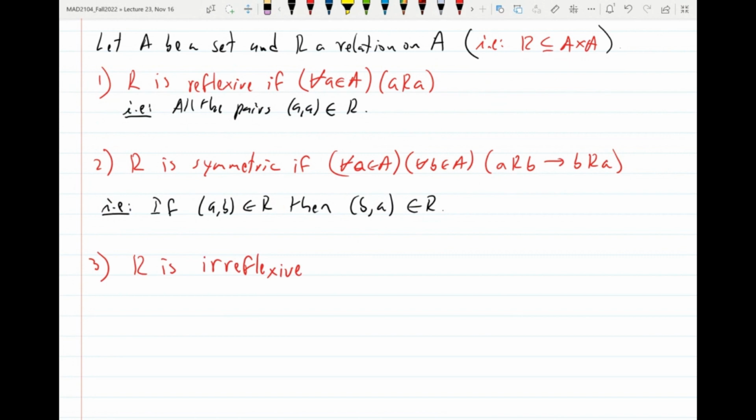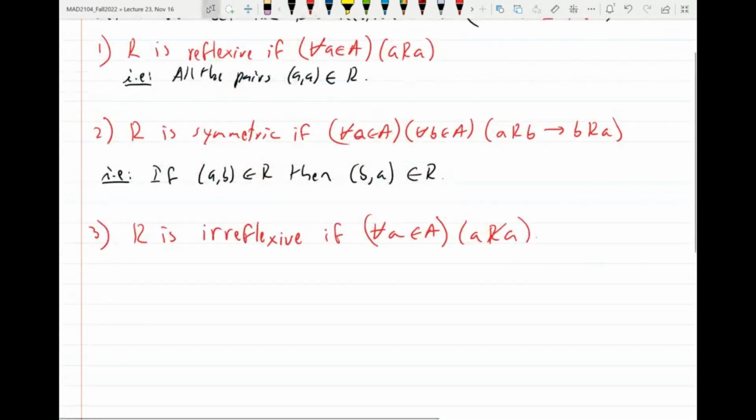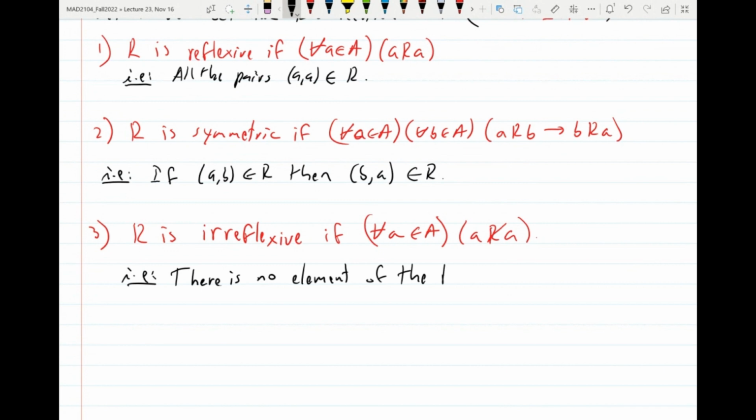Let me just write down the definition. So R is irreflexive if for all a in A, a is not related to a. In other words, you cannot have any element related to itself. Okay? That's what it means to be irreflexive. So there is no pair of the form (a, a) in R. Okay? None. So you cannot have an element related to itself.